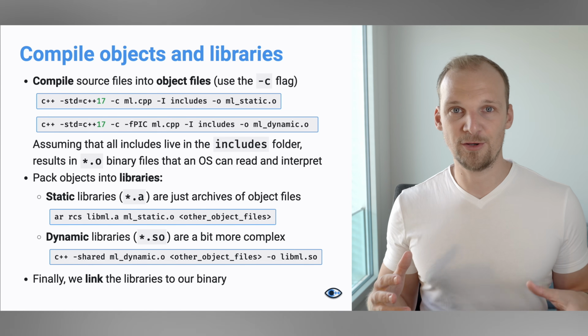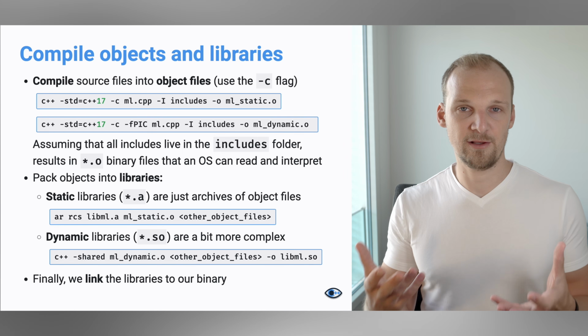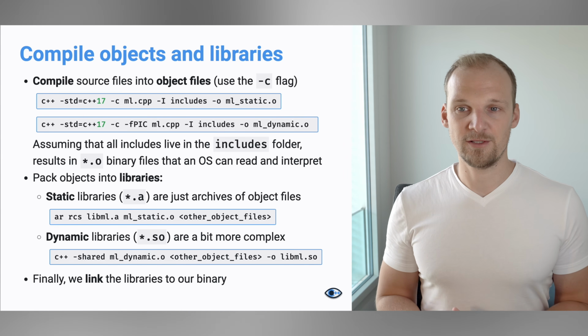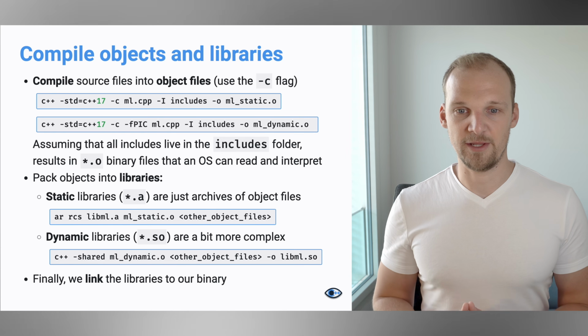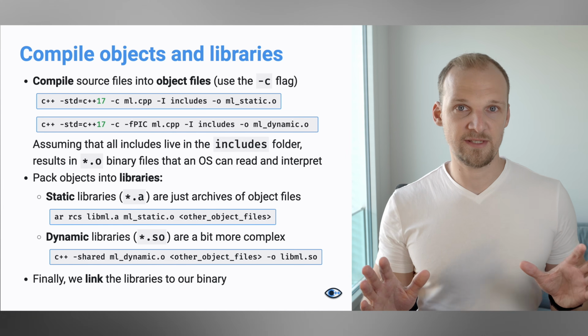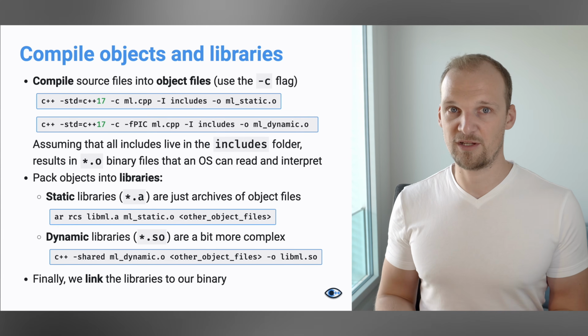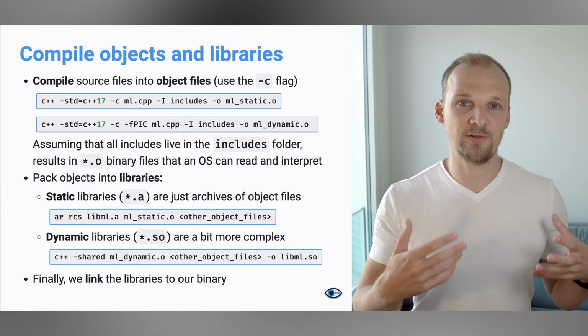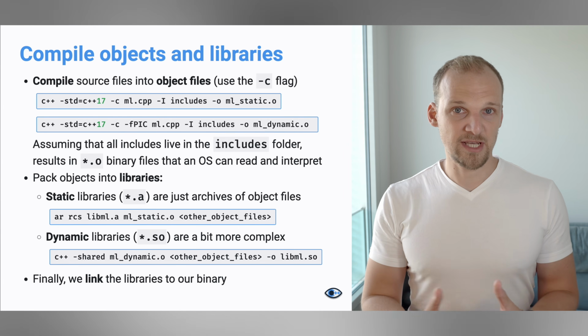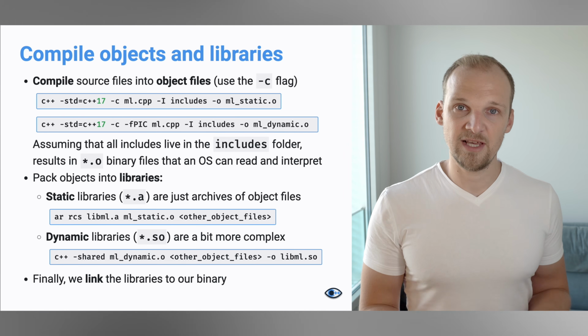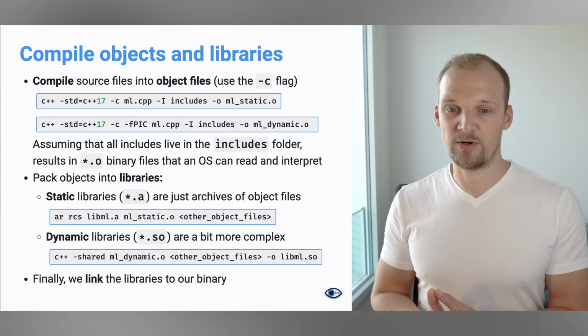Also here we assume that all of our headers lived in the includes folder that we provide also into our command. And at this point, we have a bunch of .o files, which are the object files. And now we can pack them into libraries. So there are two types of libraries. There are the static libraries and there are the dynamic libraries.